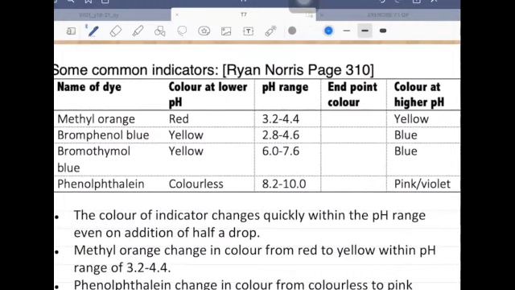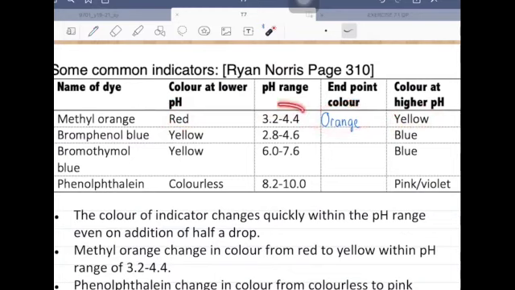Okay, in the middle, the endpoint color of methyl orange would be orange, very pale orange. If you have acid in your conical flask, you would start with a red and then slowly turning into a peach and then turning into an orange. And then if you have excess, it will turn into yellow. So red or yellow is like a red flag for you. You don't want these colors. You want the one in the middle, which is orange.